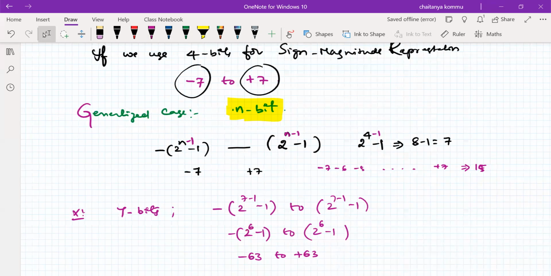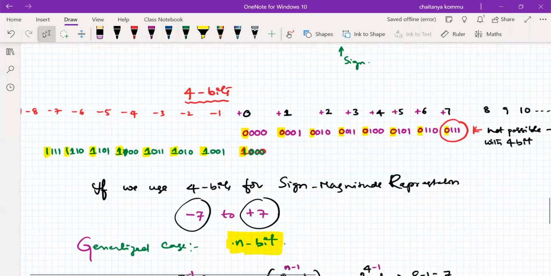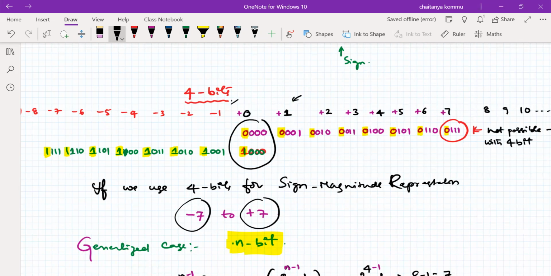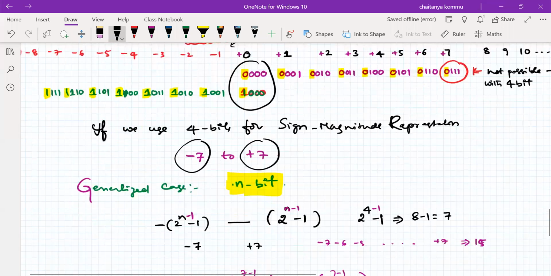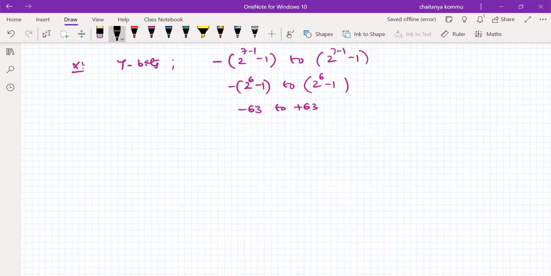So what is the problem with this? Please identify that. Whenever you are using different representations for the same number, it's very difficult to perform the arithmetic operations. For 0 we are using one representation, and for minus 0 we are using a different one. Let us consider this problem. What is the problem with sign magnitude?